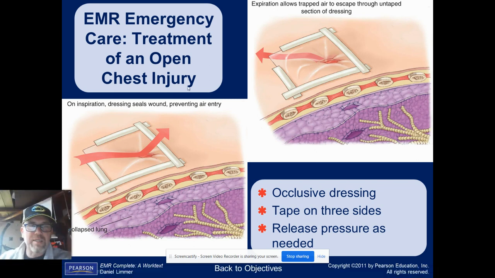What we have is emergency care treatment, open injury chest. We're talking about occlusive dressings, which is what you see here. These are semi-occlusive. I'll explain in a second. Tape on three sides, release pressure as needed. So this person here was stabbed or shot into the chest, and we've got the perforation of the lung tissue inside here. And this would represent your pleural space, which is the lining outside the lung.